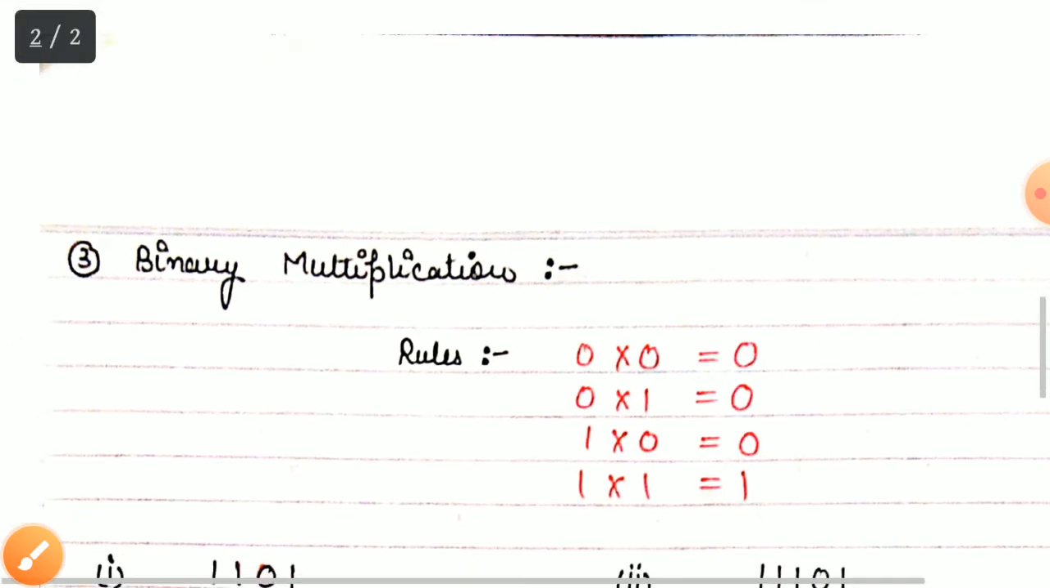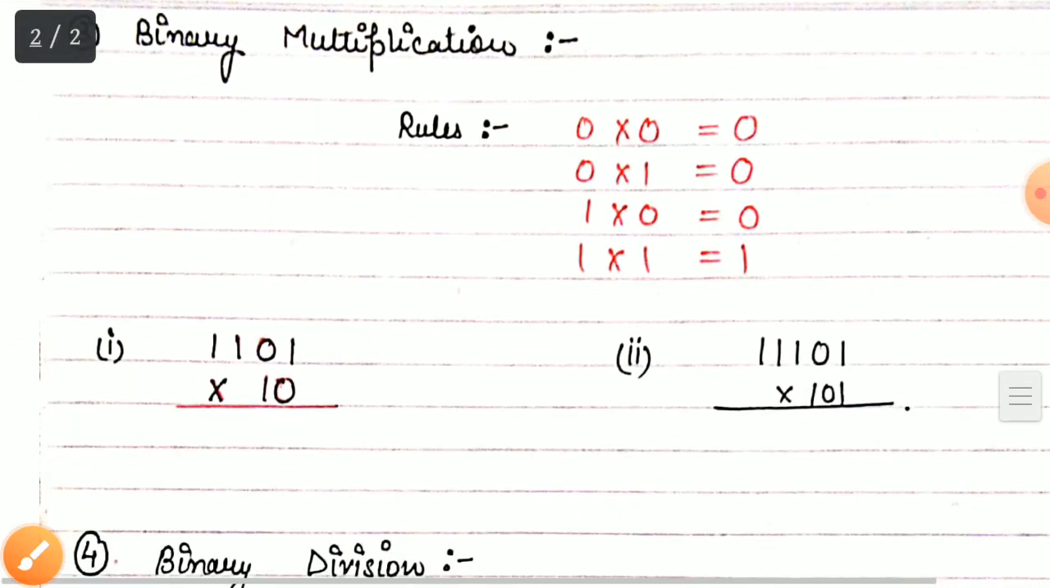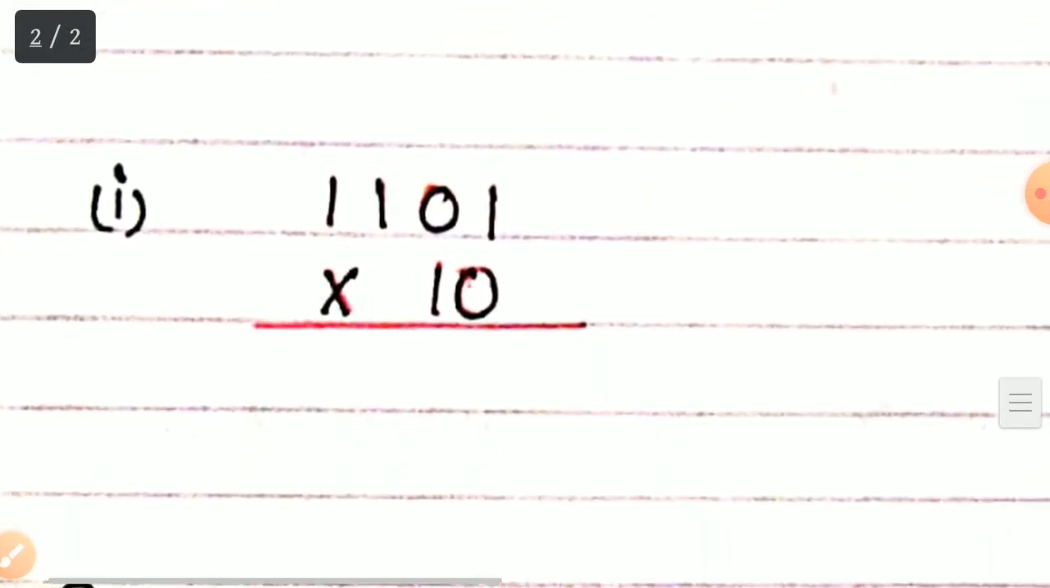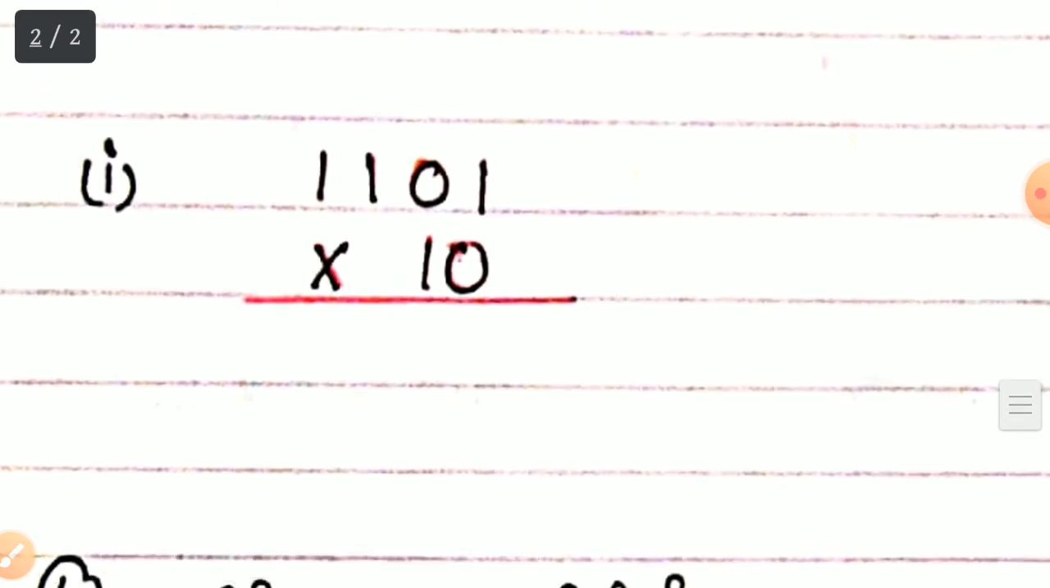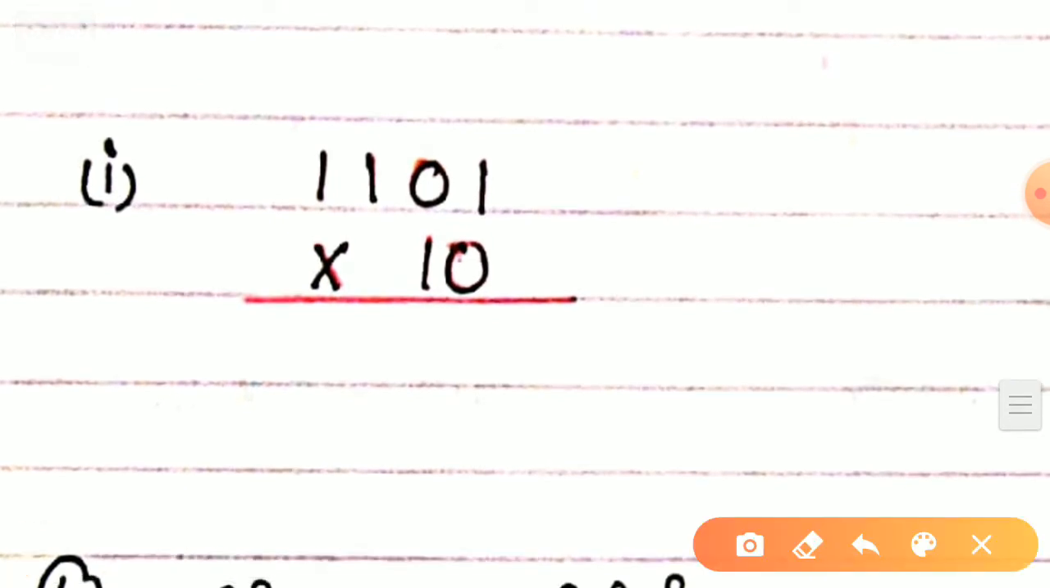Now see the multiplication. Let us see first example first, this one. Now see, firstly 0 will be multiplied with this 1101, right? So we will be using 0 into 1 is 0, 0 into 0 is again 0, 0 into 1 is again 0, 0 into 1 is again 0. 4 times 0 we have got.